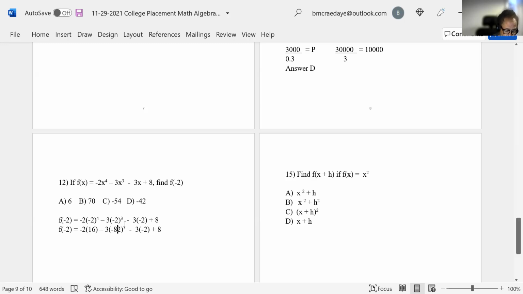Okay, so we got this one. Let's take this 3. And what's a minus 3 times a minus 2? A minus 3 times a minus 2 is plus 6. Minus and minus is plus. So that would be a plus 6.